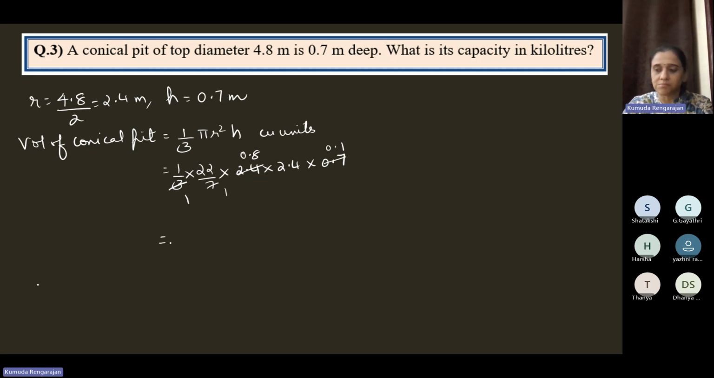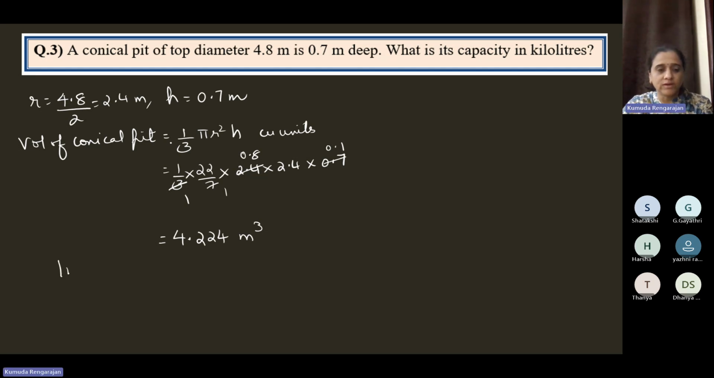What's the product? To find 22 into 0.8 into 2.4 into 0.1. That's 4.224. Correct. 4.224 meter cubed.